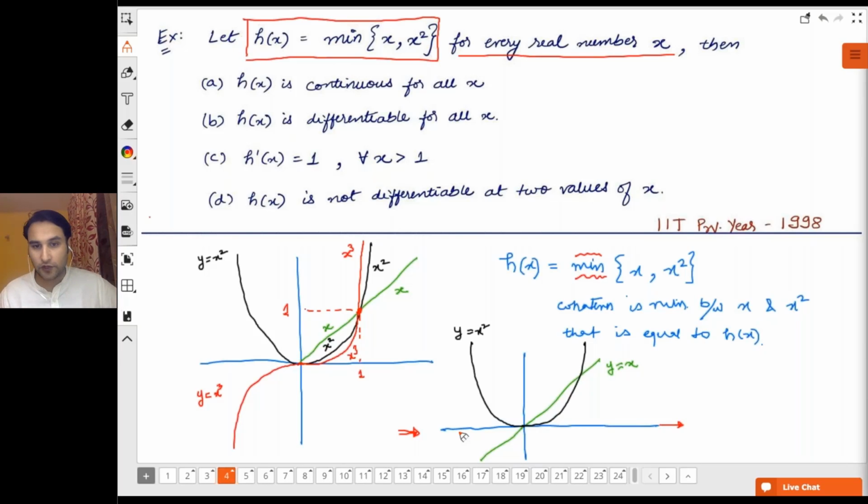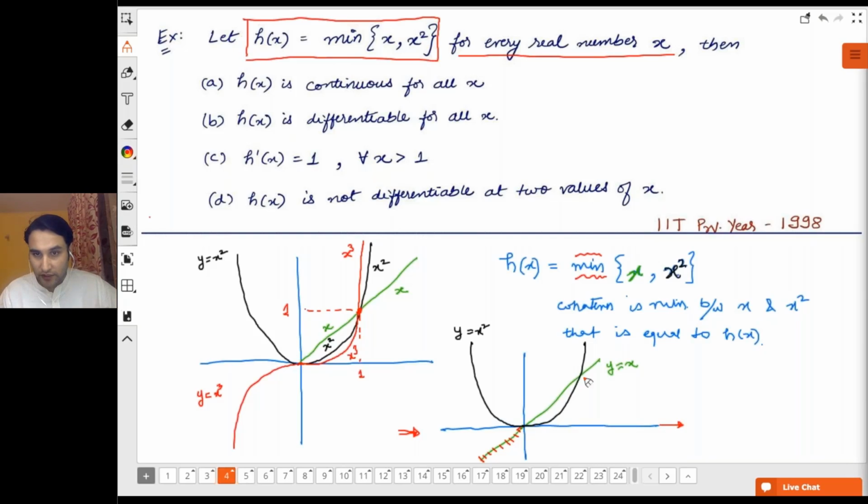So listen to me very carefully. When I move from here to here, which graph is lower? This graph is lower. So between minus infinity to 0, between the green graph and the black graph, which graph is lower is the minimum, which I'm marking in red.